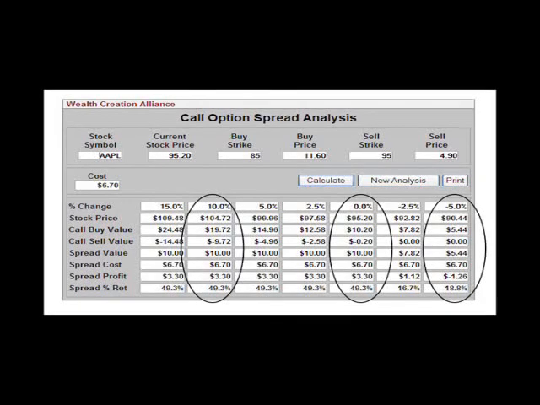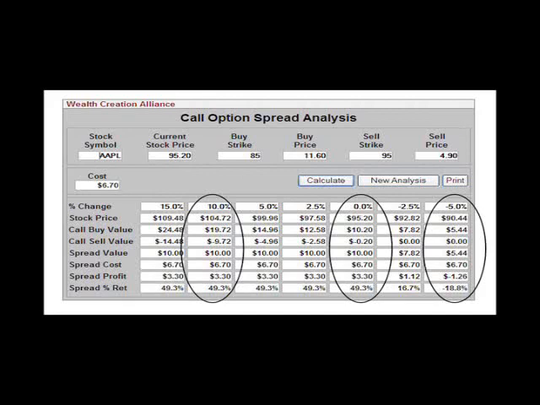Now the spread analysis reveals that if Apple stock increases 10% to 104.72 at option expiration, a 49% profit would be realized for the spread. And if Apple stock remains flat at 95.20, a 49% profit will also be realized. And a 5% decrease in Apple to 90.44 results in an 18% spread loss.